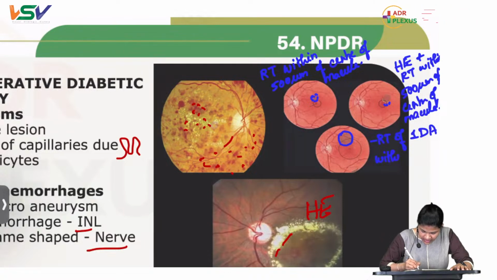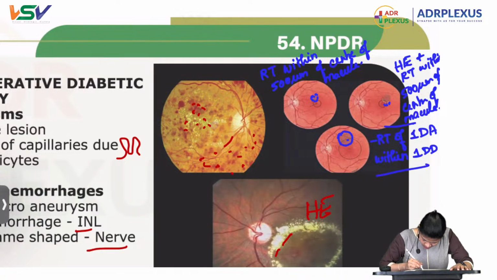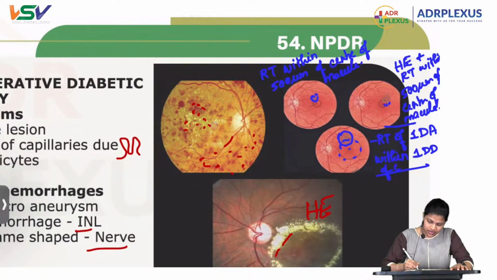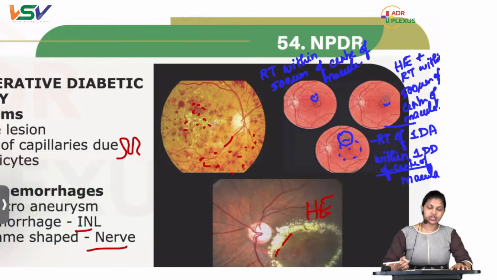within one disc diameter of the center of the macula. Okay, this is one disc and this is one disc diameter from the center of the macula. So any retinal thickening of one disc area within one disc diameter of the center of the macula. So this is about clinically significant macular edema.